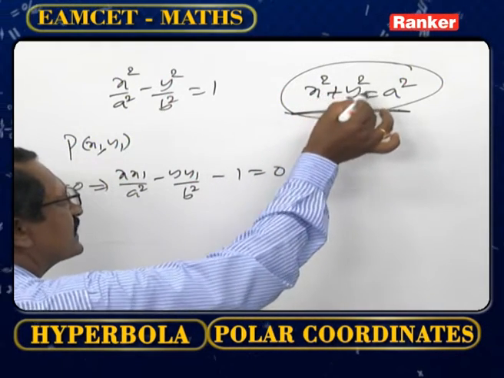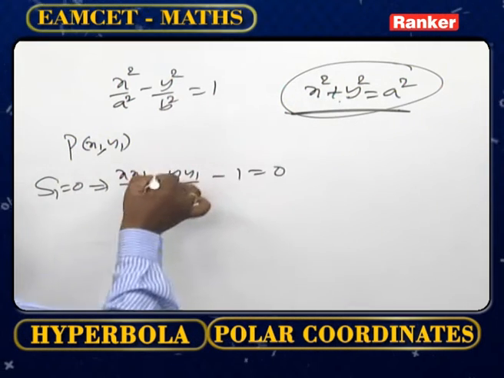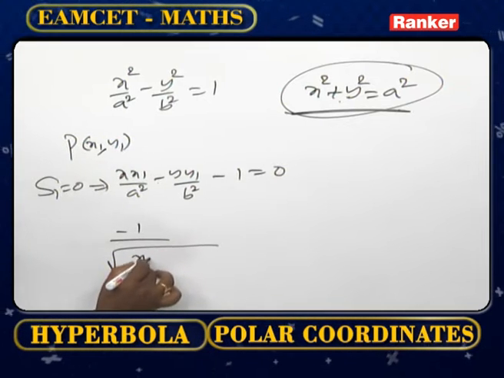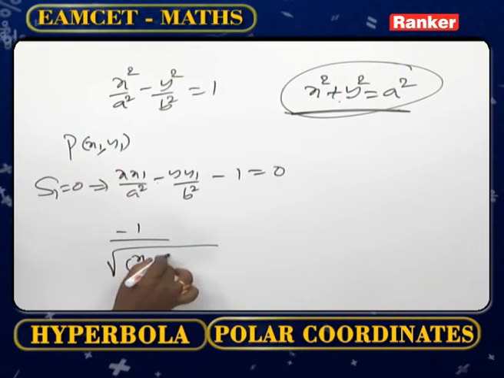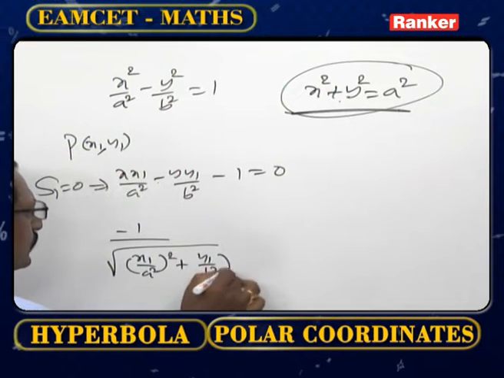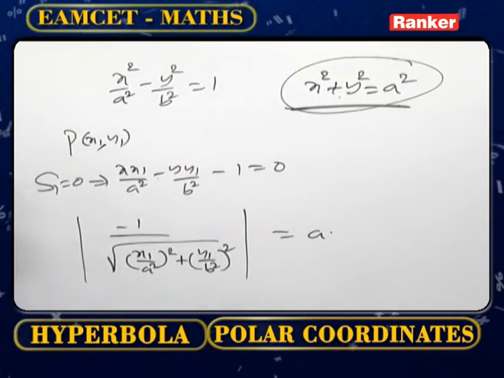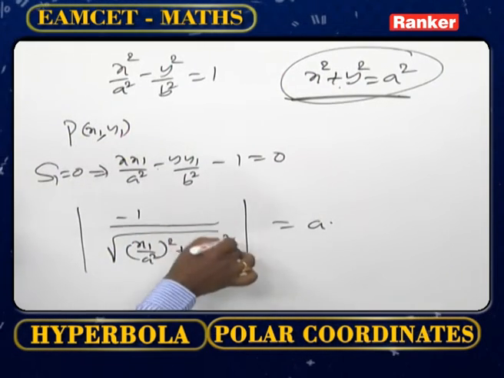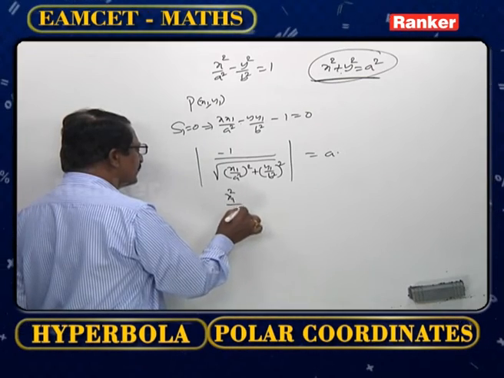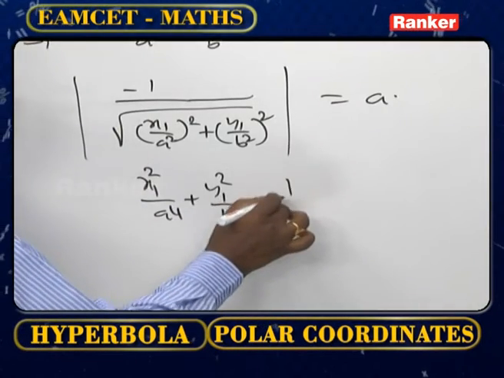Now the center of the circle is (0, 0), and the radius of the circle is a. The perpendicular distance from (0, 0) to this line is minus 1 by square root of (x1 by a square) whole square plus (y1 by b square) whole square, mod. But that equals the radius of the circle, a. Now squaring on both sides and taking the reciprocal, we get x1 square by a power 4 plus y1 square by b power 4 equals 1 by a square.